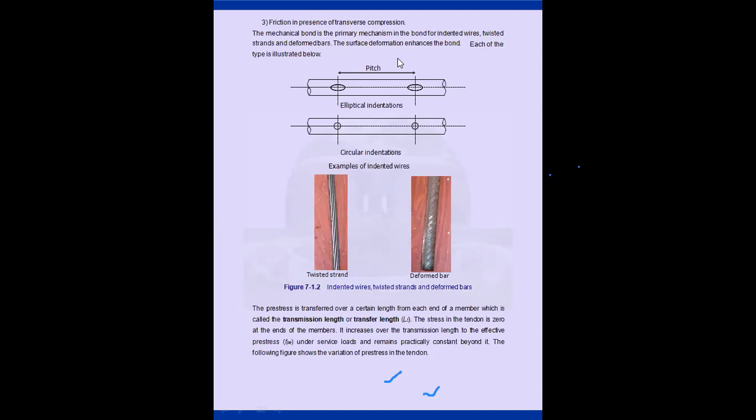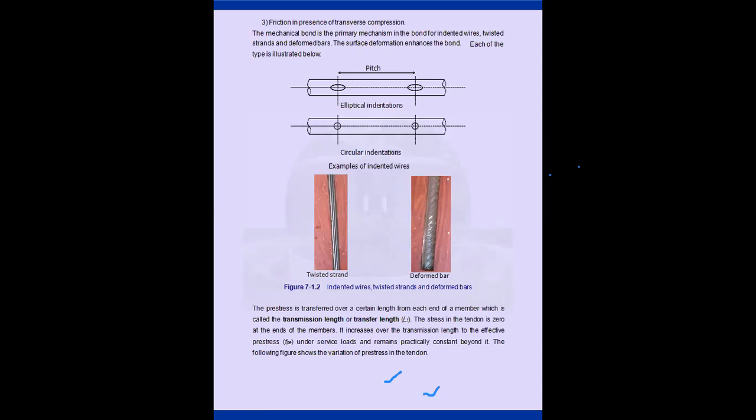Out of all these three mechanisms, the most important mechanism is mechanical bond. How was this bond created? The bond was created while you were casting the concrete in a casting bed. Why? Because your strand was stretched and you are pouring the concrete. Then what happens? A bond is created between the concrete and the strand or tendon, which will be the primary mechanism in the bond of indented wires.